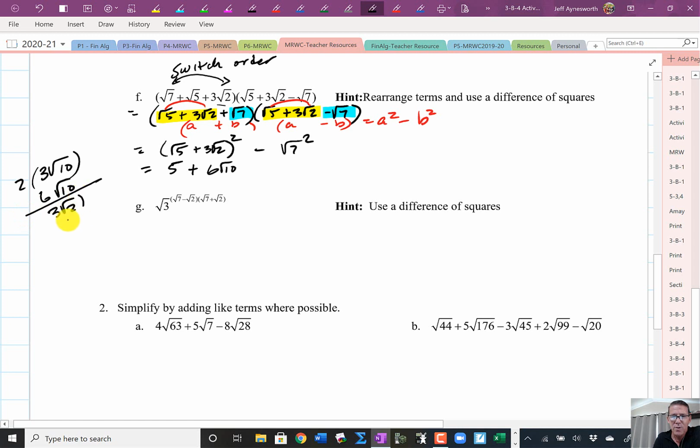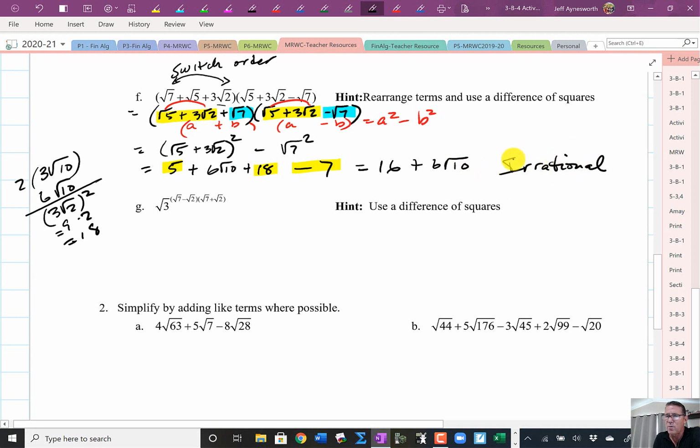So mentally, when you square 3 root 2, you get 9 times 2, or 18. 3 squared is 9, root 2 squared is 2, 9 times 2 is 18. So I get plus 18, and then bring down the 7. Why do I say that? Well, when you square root 7, you get 7. And then you add 5, 18, and minus 7. You add the like terms. 5 plus 18 is 23, minus 7, 16, and then bring over the 6 rad 10. And that is irrational again. Why? Because of the square root. All right? Anytime you have a square root, you're going to end up with an irrational number.